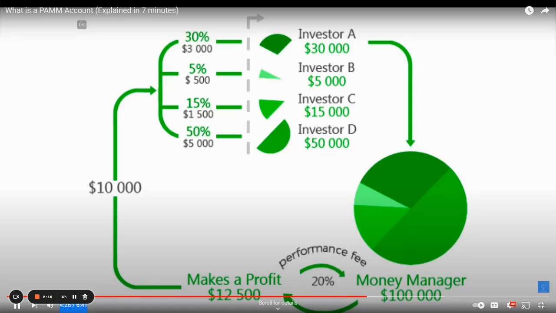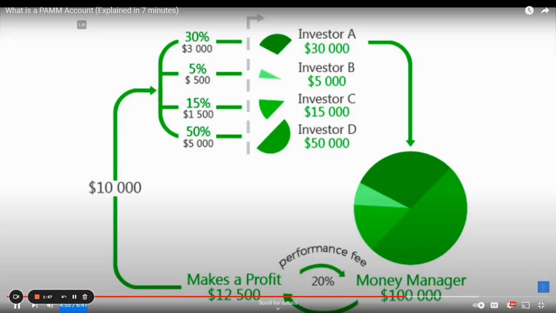Now, as you can see, $10,000 is 10% of $100,000. So it gets split up to each of the investors based off of their initial contribution towards the overall master account. For example, $30,000 is 30% of $100,000. So 10% of $30,000 is $3,000, as you see right here.